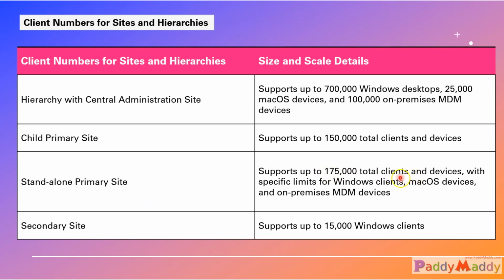When I say total, that includes your Windows clients, Macs, and on-premises MDM devices. These numbers are purely tested by Microsoft on their own network, so you might have to consider that if your network is very poor and you don't have proper hardware specs, this number is not going to be supported. Mostly, a single standalone primary is more than enough.